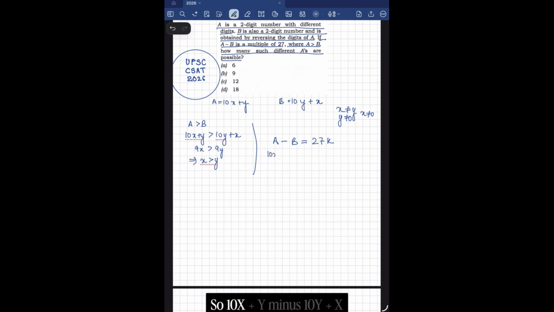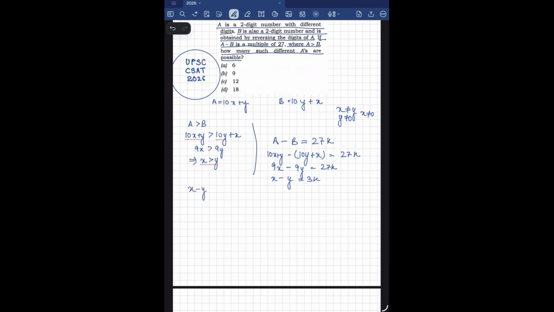So 10x plus y minus (10y plus x) is equal to 27k. 9x minus 9y is equal to 27k. Simplifying this, we get x minus y is equal to 3k. So x minus y is a multiple of 3. So the difference between x and y can be 3, it can be 6, or it can be 9. So we'll find the possibilities of x and y in each of the 3 cases.